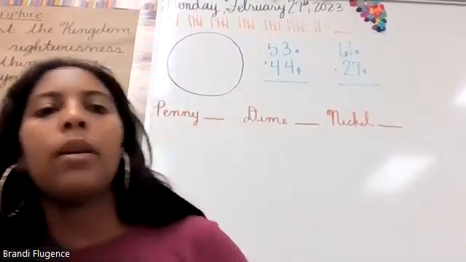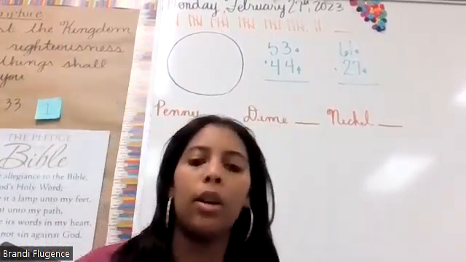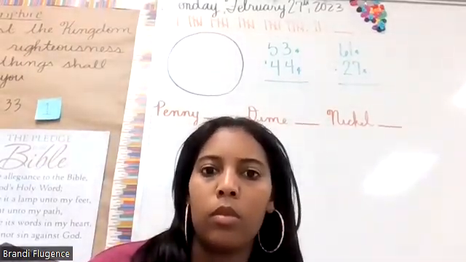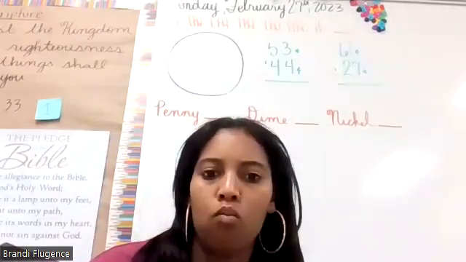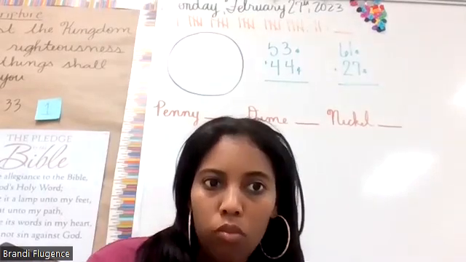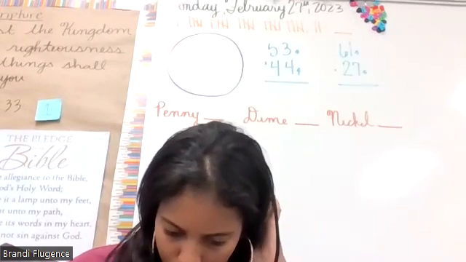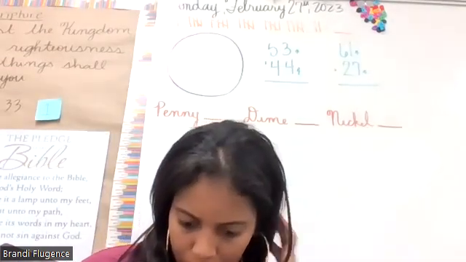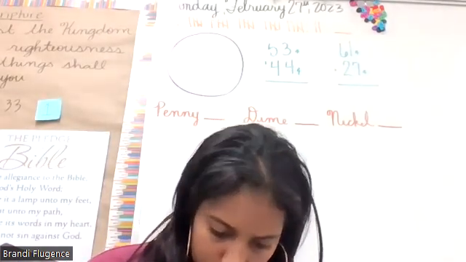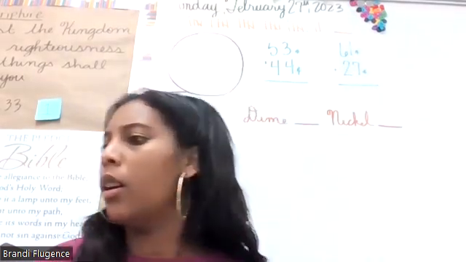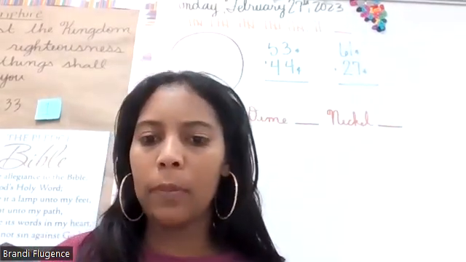All right, let's hear you counting by tens with 2. So 2, 12, 22, 32, 42, 52, 62, 72, 82, 92. All right, awesome. Good job. Okay, good. All right, let's do the next part.